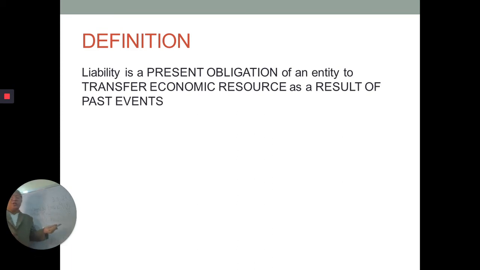And number three, the liability came about because there is a past event or transaction. Okay, so let's say, for example, you purchase an equipment from a supplier or vendor that you haven't paid for. So therefore, there is a liability on your part because there's an obligation for the entity to transfer resource. And what kind of resource is that? That is cash. And of course, this was because of a purchase transaction that occurred sometime in the past. Okay, so that's the basic definition of a liability.